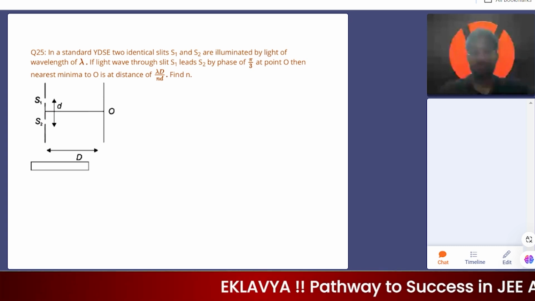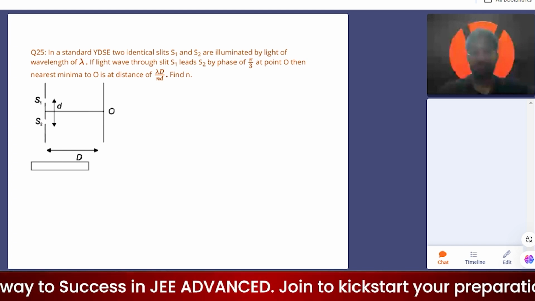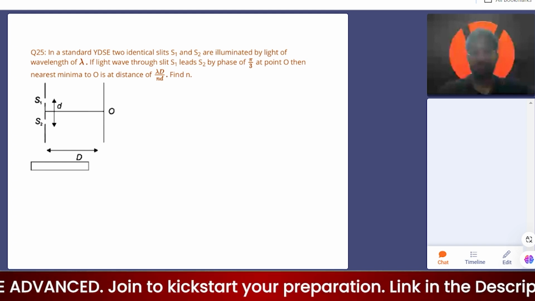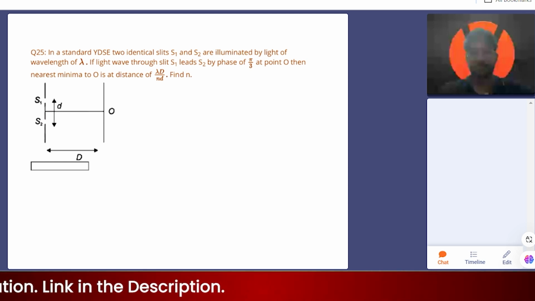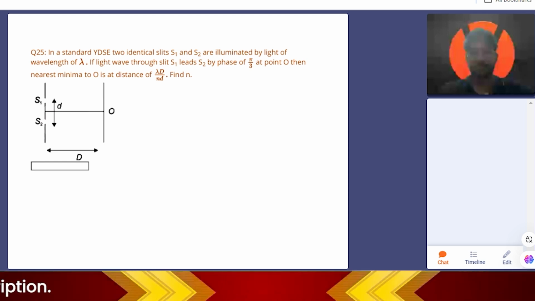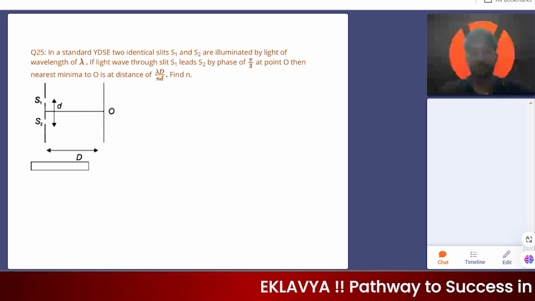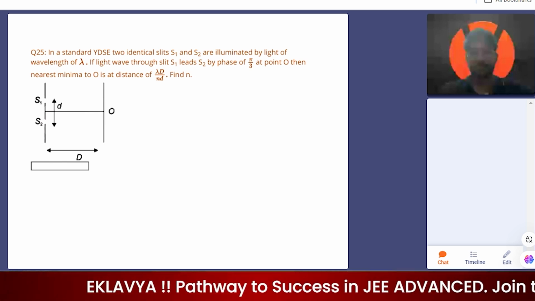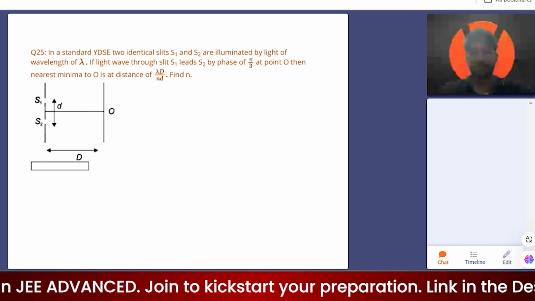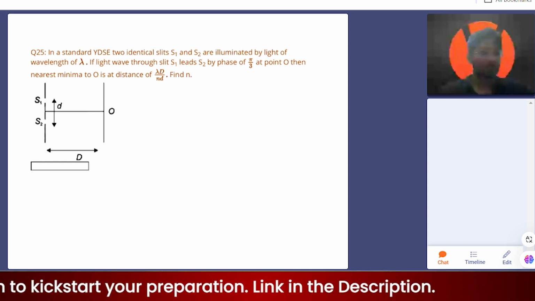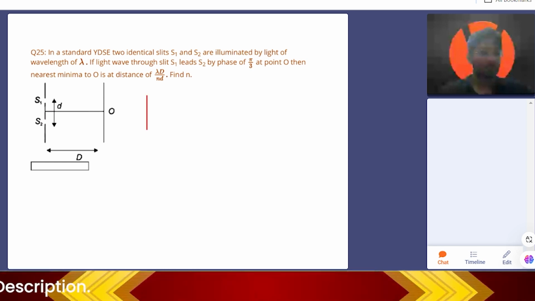In a standard YDSE, two identical slits S1 and S2 are illuminated by light of wavelength lambda. If light wave through slit S1 leads S2 by phase of pi by 3 at point O, then nearest minima to O is at a distance of lambda d by nd. Find the value of n. We need to modify this a little bit. It won't look exactly like this. Okay, let me draw it for you.